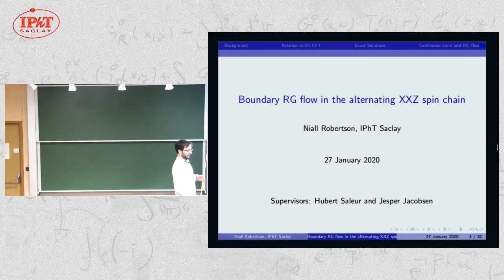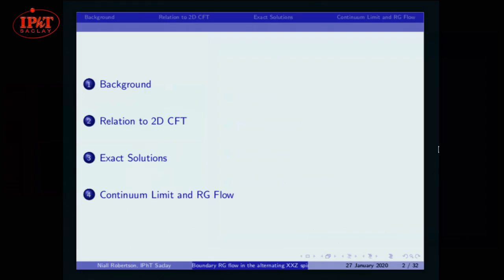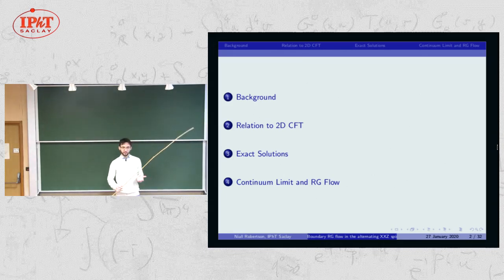And we're going to talk about a particular renormalization group flow that we've found in this chain. So I'm going to start with a reasonably broad background to this model to motivate why it's interesting, and then talk about its relationship to a particular two-dimensional conformal field theory, and in particular to a non-compact conformal field theory, which is really the motivation to study this problem in the first place.